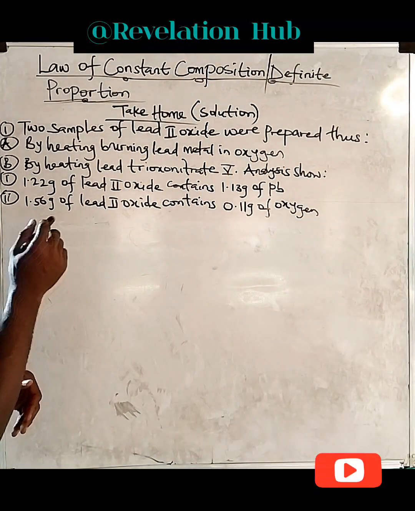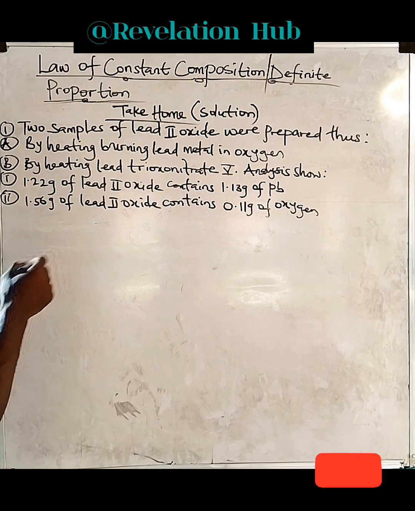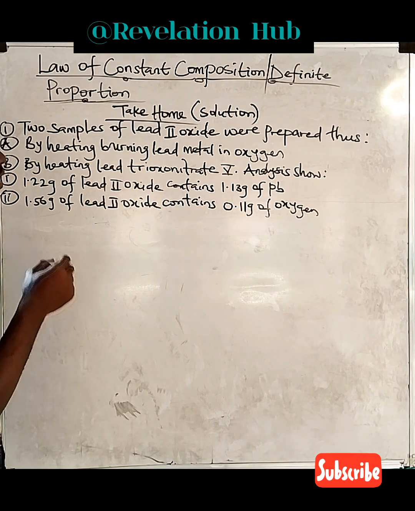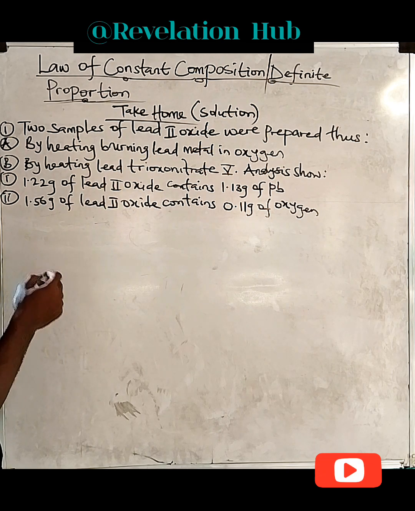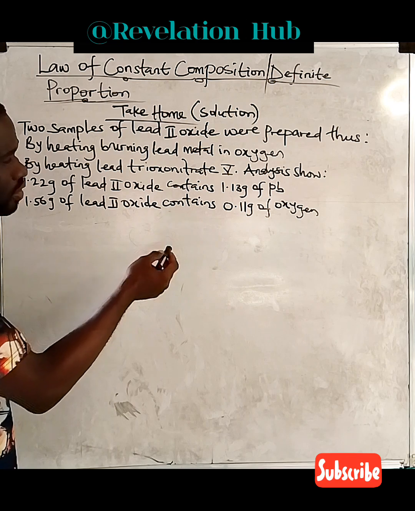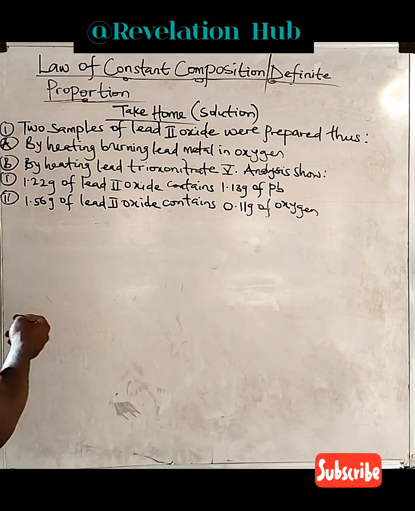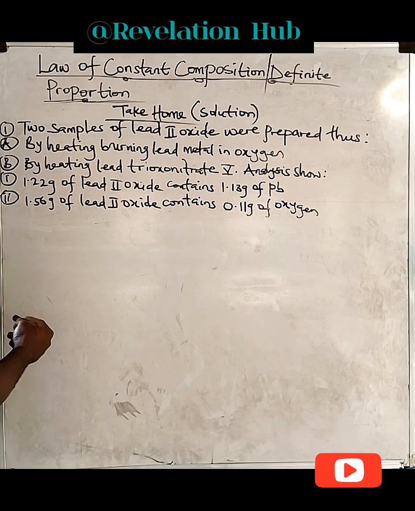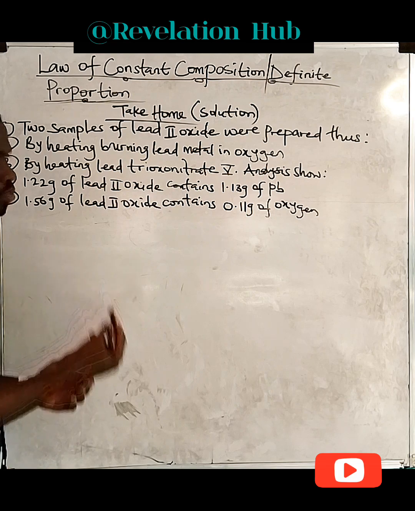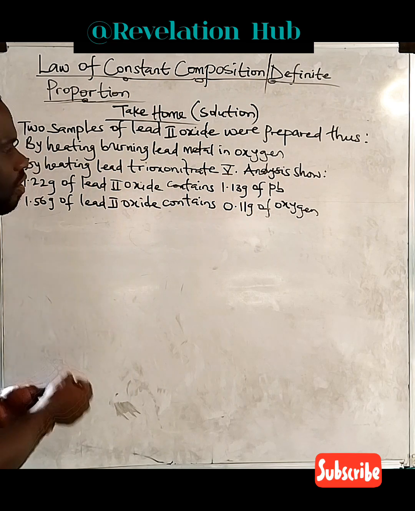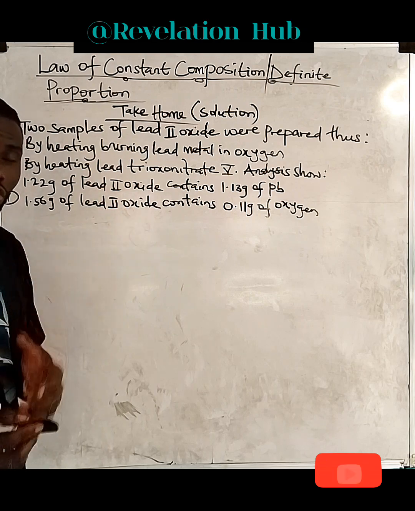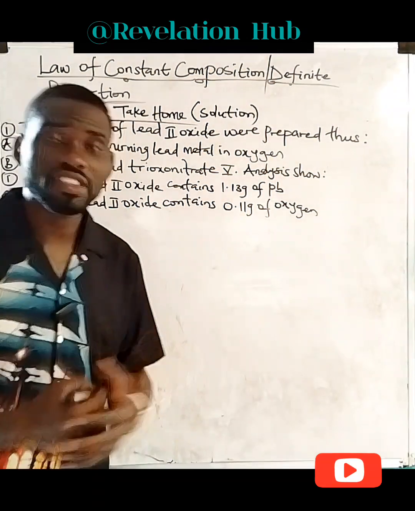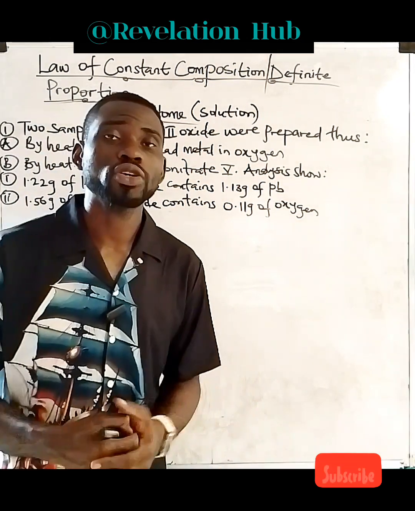Two samples of lead(II) oxide were prepared: first, by heating, burning lead metal in oxygen; second, by heating lead(II) nitrate. Analysis shows 1.22 gram of lead(II) oxide containing 1.13 gram of lead. The second result shows 1.56 gram of lead(II) oxide containing 0.11 gram of oxygen. Do these analyses show that the law of constant composition or definite proportion has been obeyed?